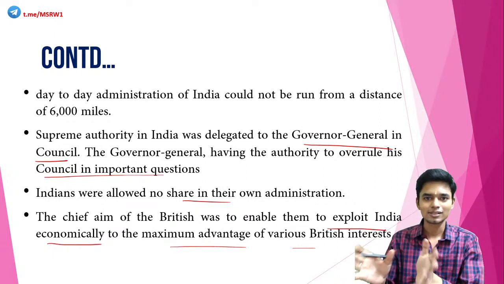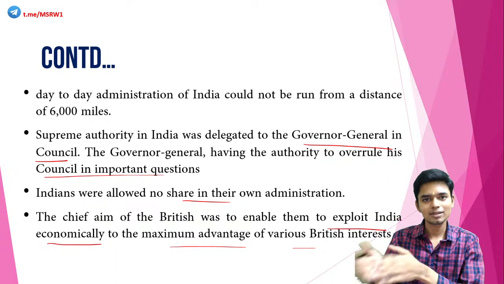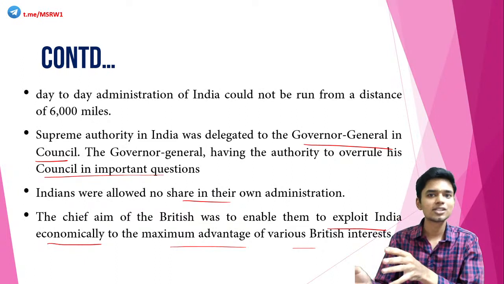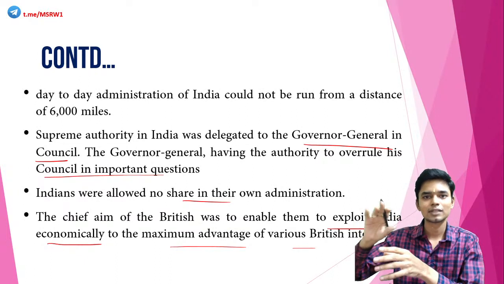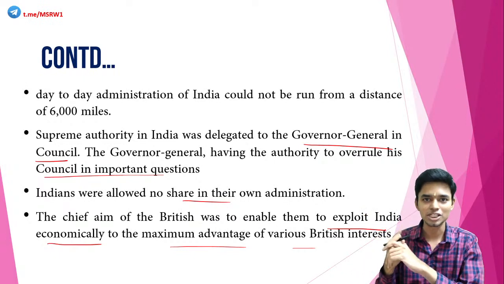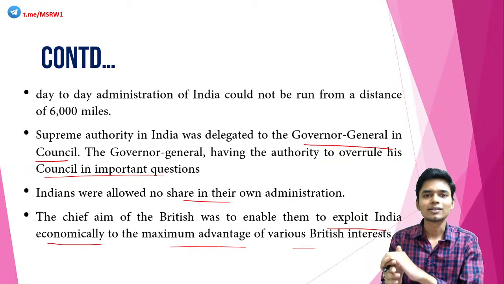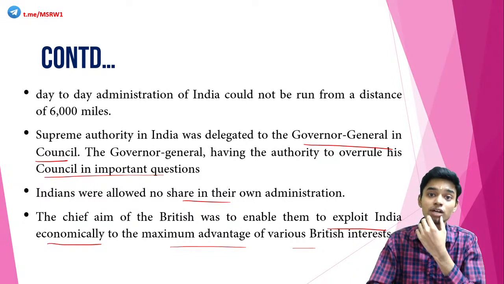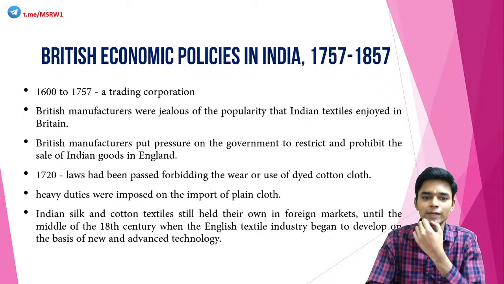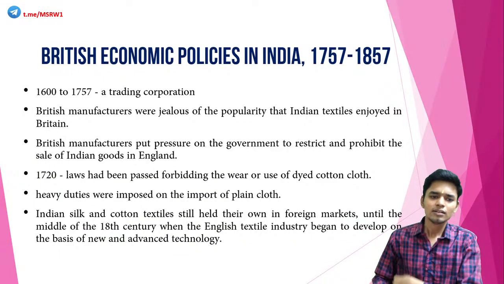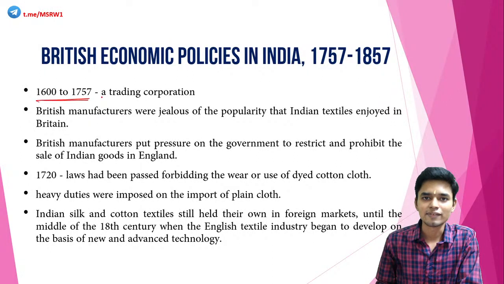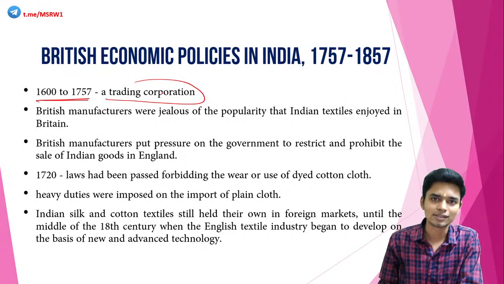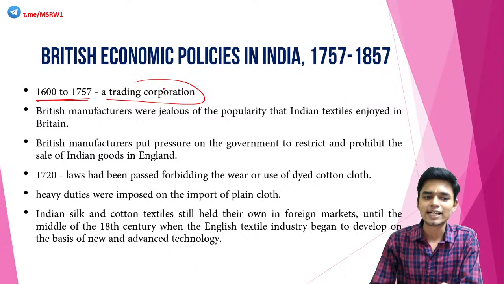For this purpose, and some other reasons, some of the Governor Generals were of the opinion that Indians were inferior to Britishers or Europeans in general. Due to all these factors, Indians were never allowed a share in their own administration for a very long time. From 1600 to 1757, the East India Company was basically a trading corporation. I already explained this at the beginning. They were merely a trading company.